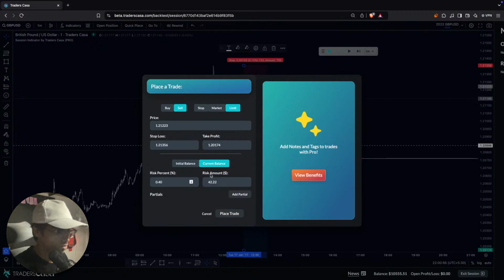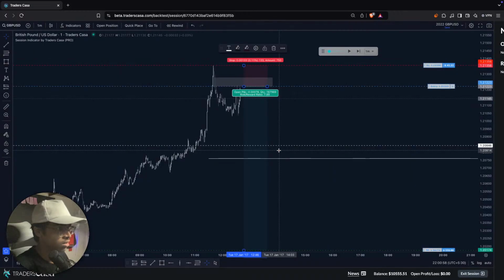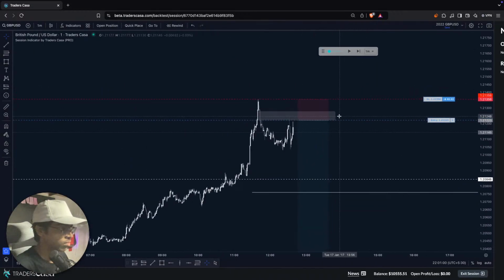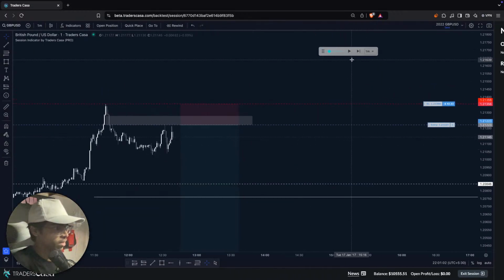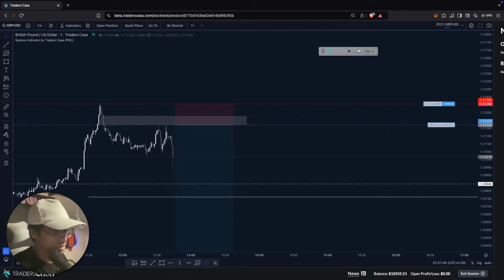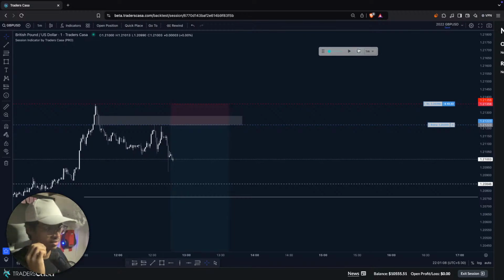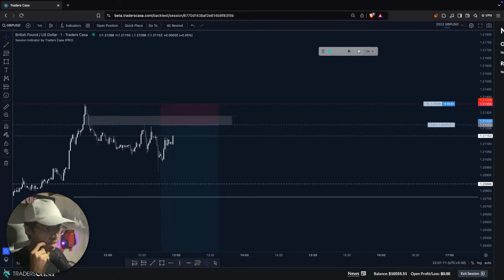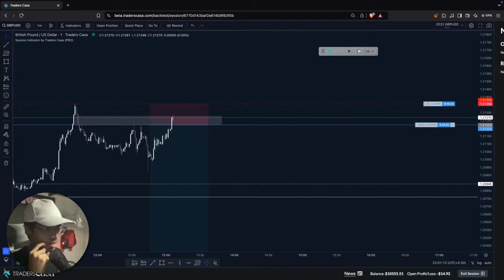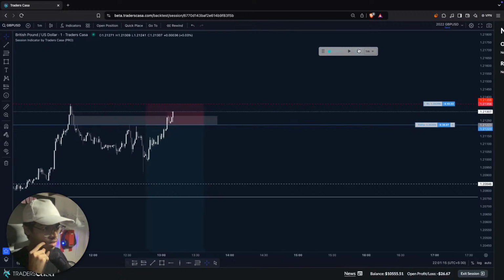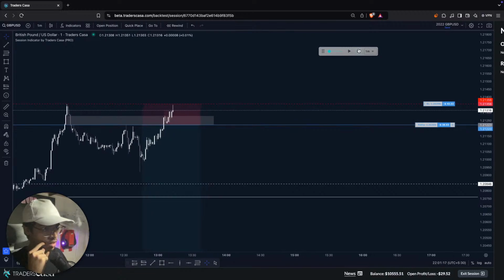Okay, current balance 42, set limit. Okay, placed it. So now the trade is placed. If the price is going to come near to this point, the trade will be triggered. Let's see what happens. Take it, take this out, take it, very good. Uh-oh.